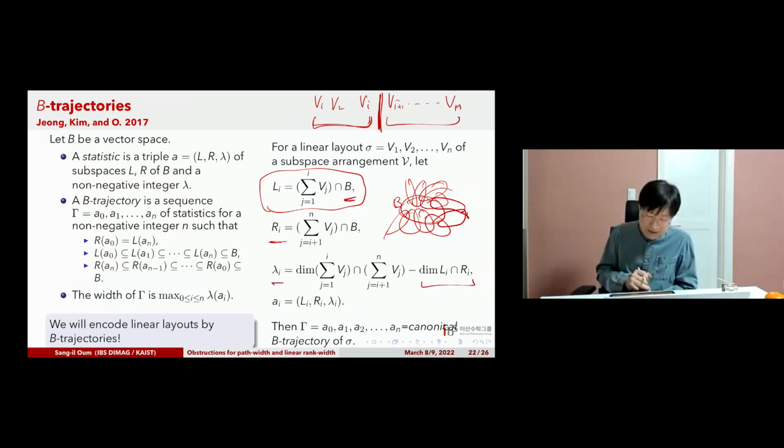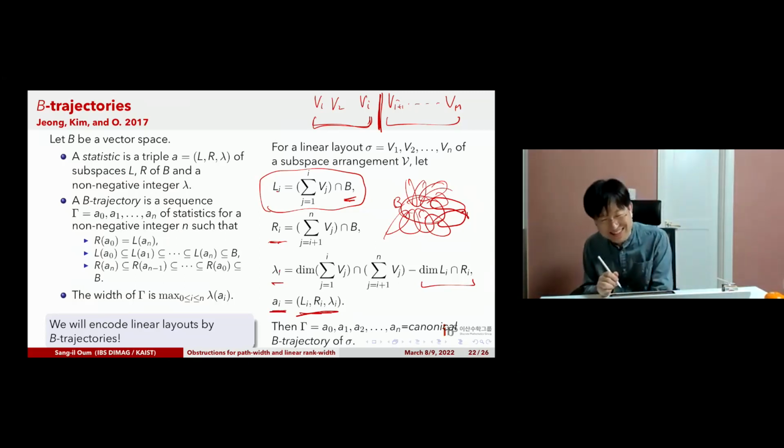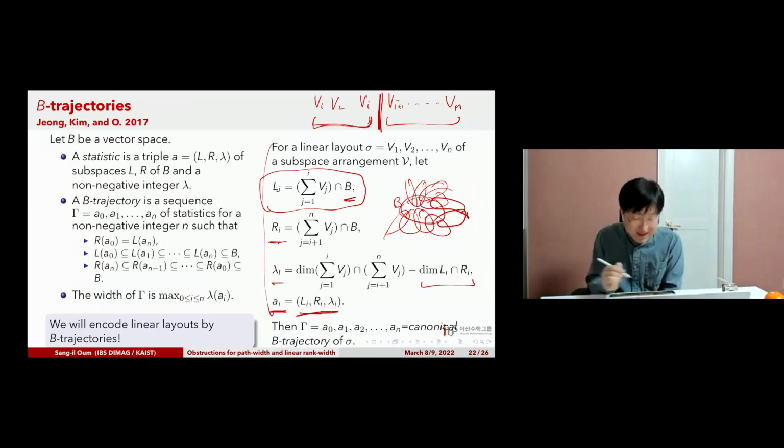what's shown inside B. And the triple of Li, Ri, lambda I, in that paper we call it statistics. And the sequence of statistics is what's called the bit trajectory. And so this is the canonical way to construct this bit trajectory, but then there are operations to compress this information.